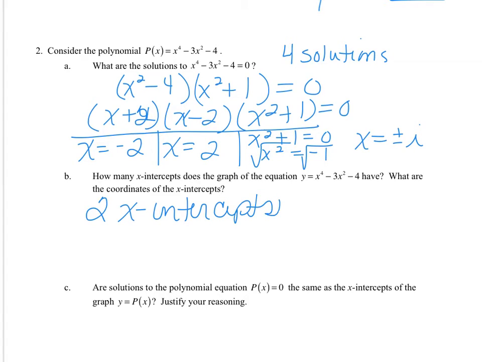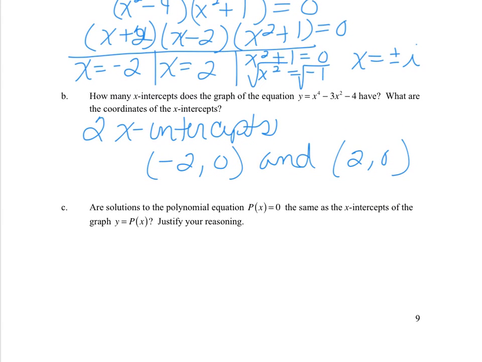And the x-intercepts that you are seeing are (-2, 0) and (2, 0). Now, when I'm thinking about x-intercepts, they're really my solutions to the equation. And I know I need 4 solutions because I just found them above algebraically. And graphically, I'm only getting 2. And it says, are the solutions of the polynomial equation the same as the x-intercepts of the graph of that polynomial? And we just realized that no, they're not.